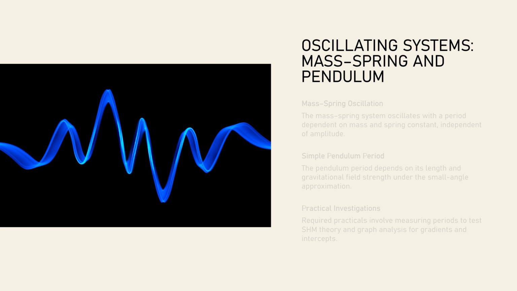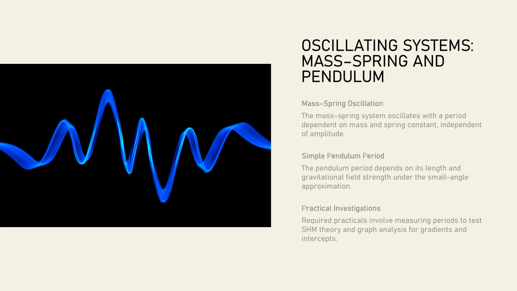For a mass spring system, the time period of oscillation is given by T equals 2 pi square root m over k, where m is the mass and k is the spring constant. This equation shows that the period depends on the mass and the stiffness of the spring but is independent of amplitude, provided the spring obeys Hooke's law.